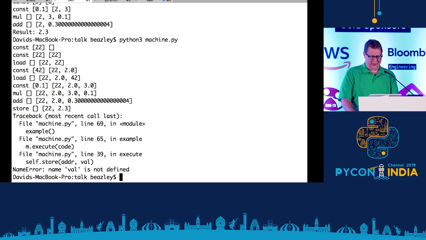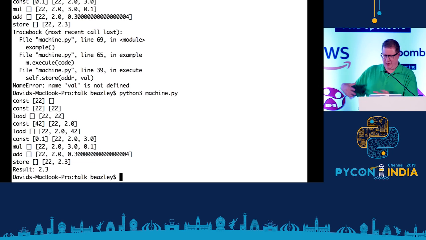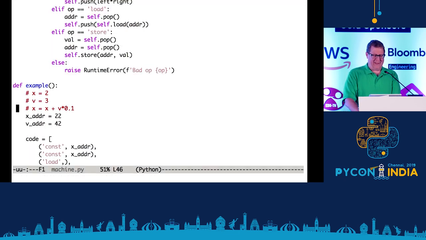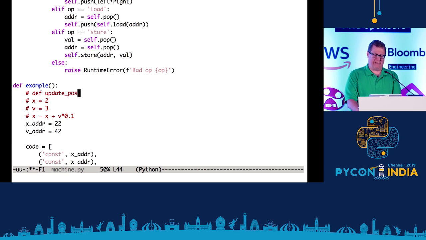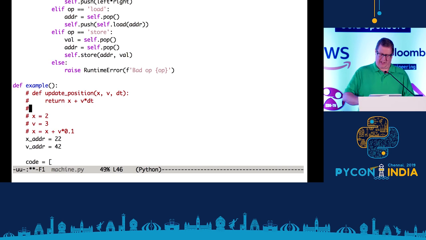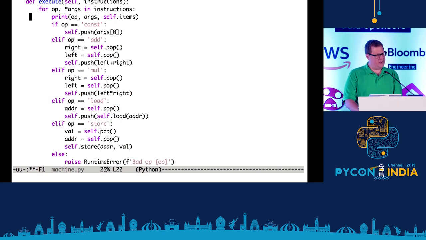Okay. So if we do that, and it comes back with kind of the same result, we're doing load and store kind of stuff. Now, somebody's going to look at this code and say, that's great, you have math operations and load and store, but you should probably have some functions in here. Could you have a function update_position that just computes that result, like return x plus v times dt, and then use that? So it kind of builds function calls into my machine. And it turns out that that's not too bad to do as well.